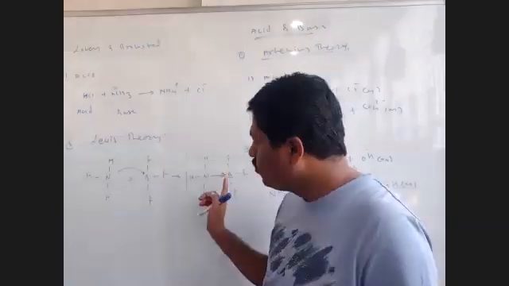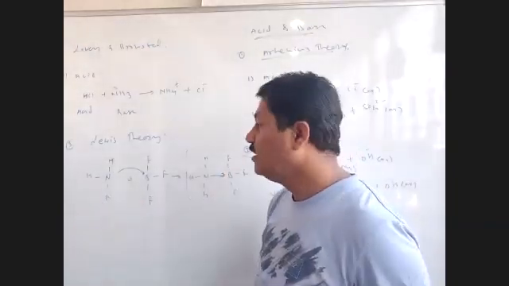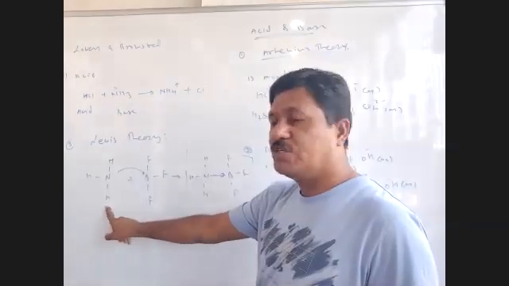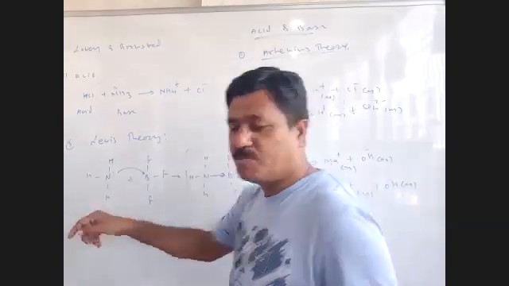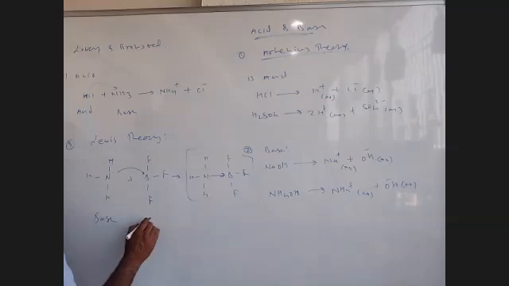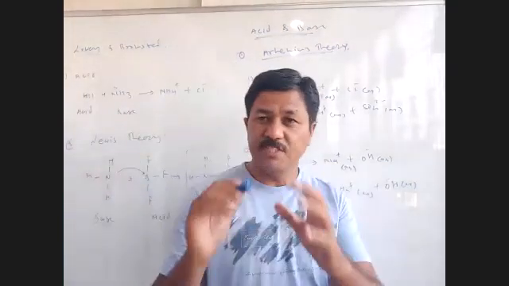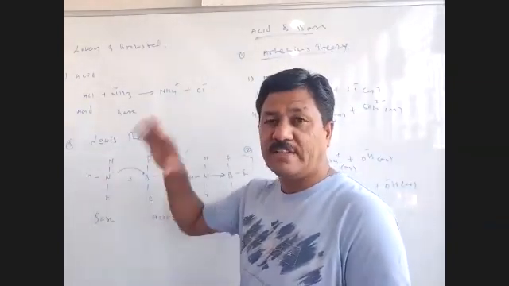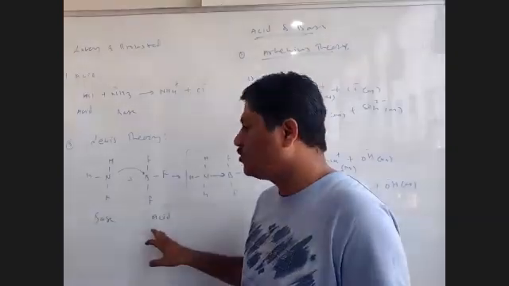So we have to discuss who is the acid here in this example, and who is the base. According to Lewis theory, the substance which donates a lone pair of electrons must be called a base. So this is the base, and this is the acid. According to Lewis theory, the substance which donates a lone pair of electrons is called a base, and the substance which accepts a lone pair of electrons is called an acid.